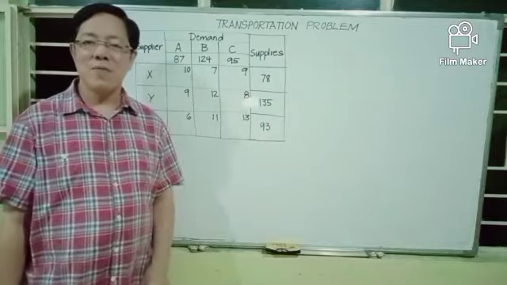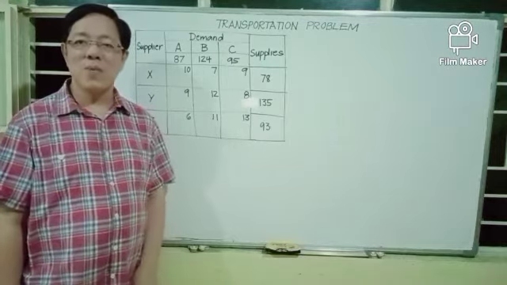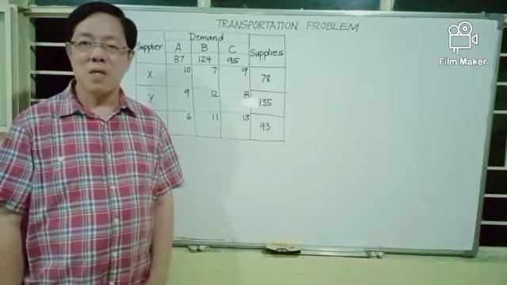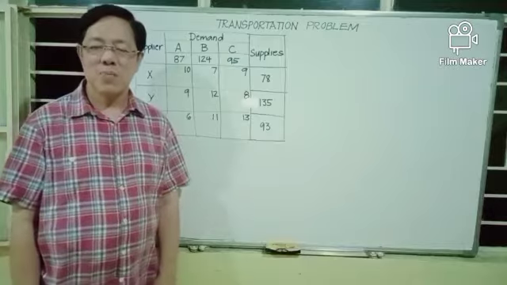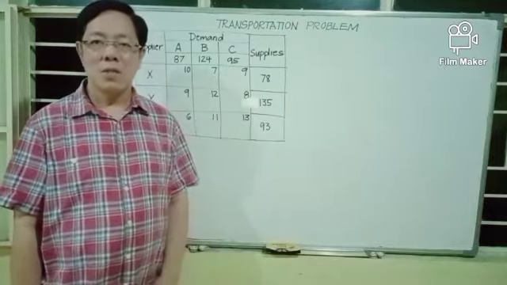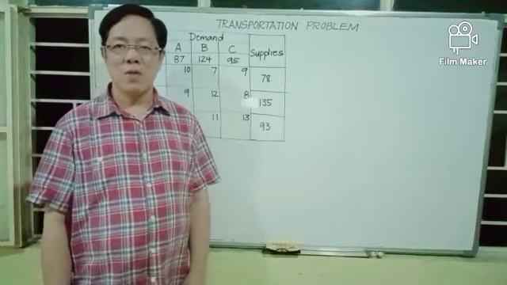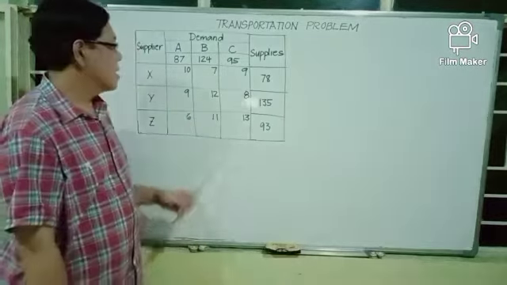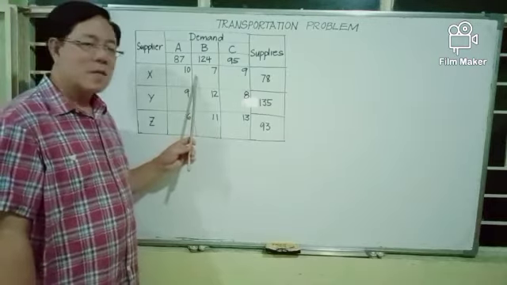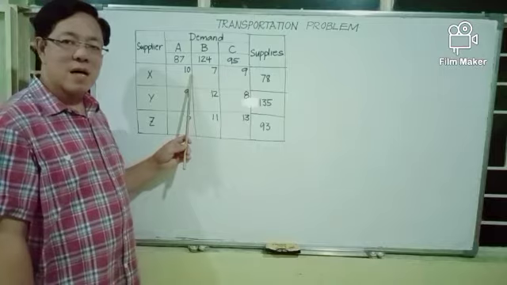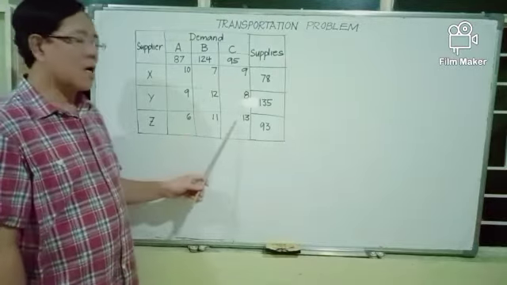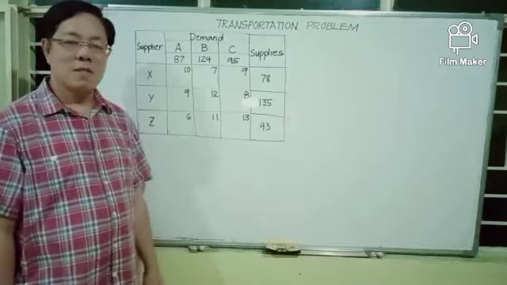The third set of information given in a transportation problem are the costs per unit of transporting one unit from supplier to demand, or to the person who makes the demand. And we call these numbers at the upper right hand side of each cell. These numbers are called cell costs.